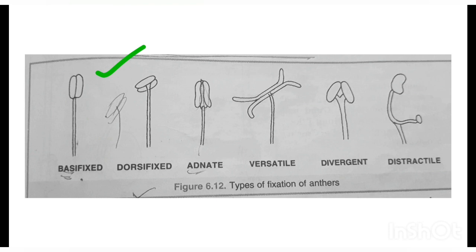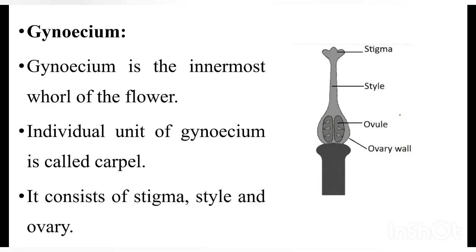So it is basifixed, when the filament is attached to the base of the anther. Dorsifixed, when the filament is attached to the dorsal surface of the anther. Adnate, where the filament is attached to the entire length of the anther. Versatile, when the filament is attached to the anther in such a way that it can swing freely. Then divergent, when the anther lobes are separated from each other. And distractile is this.